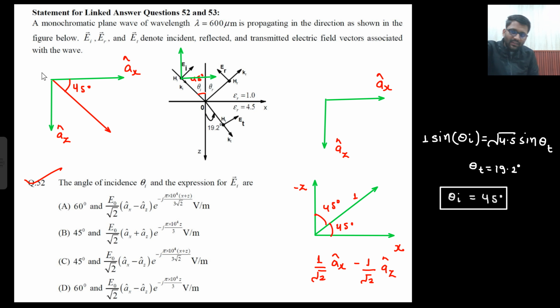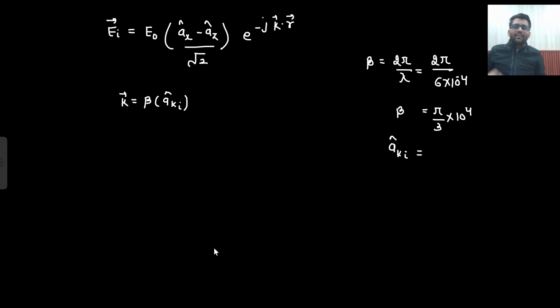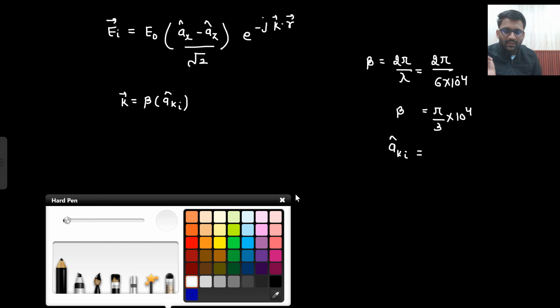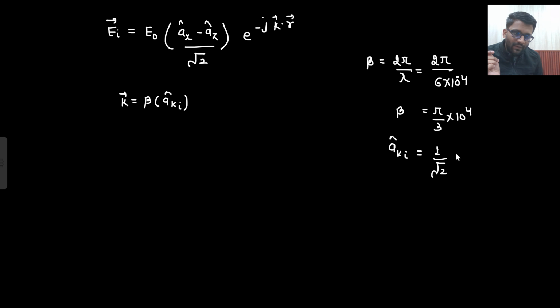Now in this case, this is the direction of propagation of wave. I will assume the magnitude to be 1. Now I need to take the component. In which direction? In plus ax and plus az. So what will be the direction of propagation, or you can write down aki? That would be 1 by under root 2 ax cap plus 1 by under root 2 az cap, right?